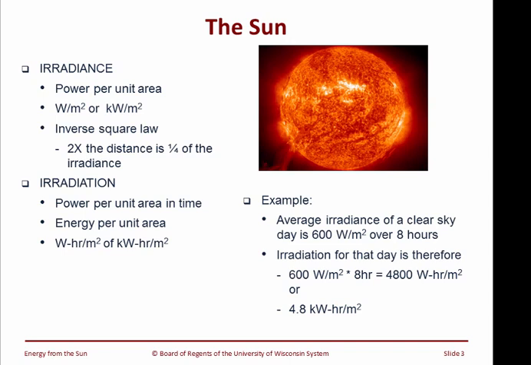Irradiation, on the other hand, is power per unit area in time, or energy per unit area, which is of course very important when considering energy generation at the Earth's surface. The units on irradiation are watt-hours per meter squared or kilowatt-hours per meter squared. An example of the difference between these two units is the average irradiance of a clear sky day would be 600 watts per meter squared for 8 hours. The irradiation for that day is the product of 600 times 8 hours, or 4,800 watt-hours per meter squared, or 4.8 kilowatt-hours per meter squared.